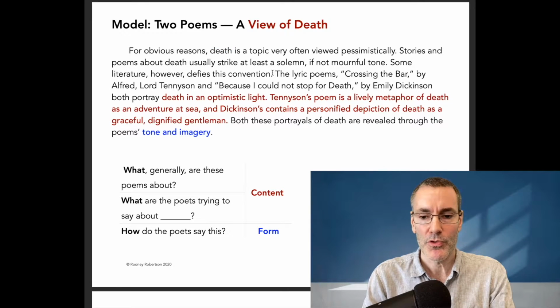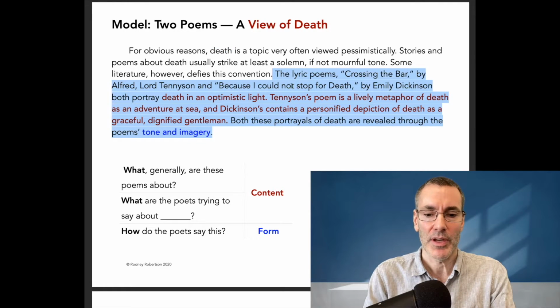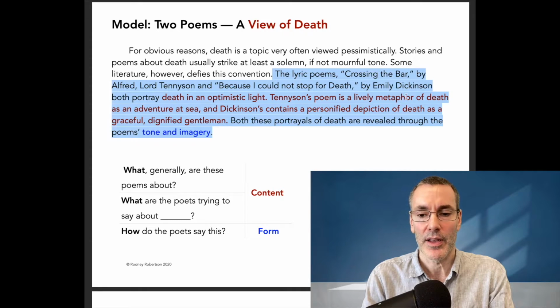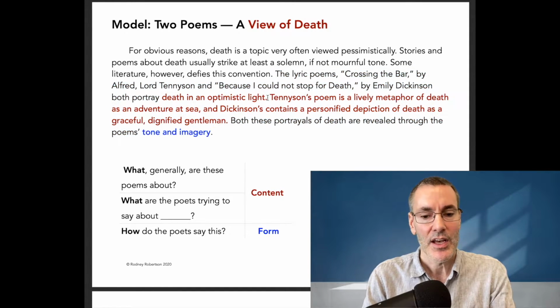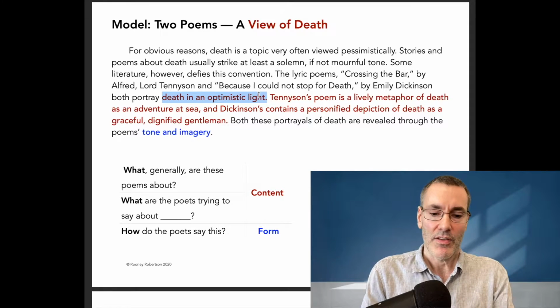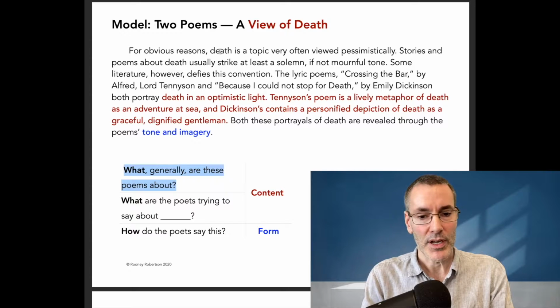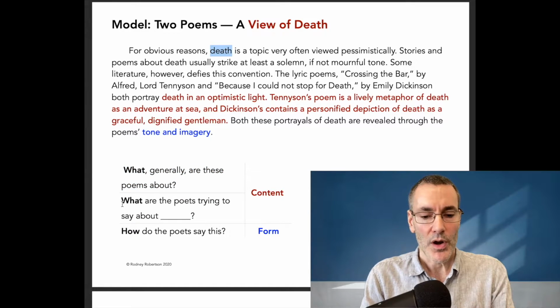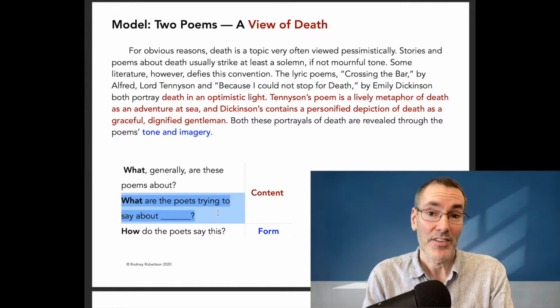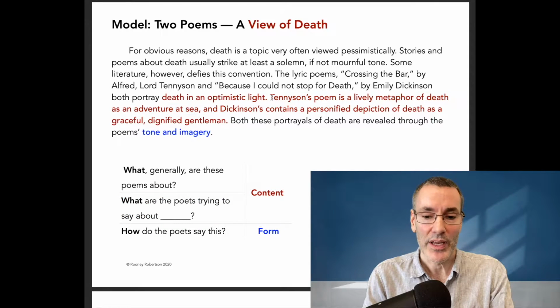The lyric poems Crossing the Bar by Alfred Lord Tennyson and Because I Could Not Stop for Death by Emily Dickinson both portray death in an optimistic light. Well, that's kind of a theme statement. What generally are the poems about? Death. We got that twice up here. What are the poets trying to say about death? That we can also look at it in an optimistic light.